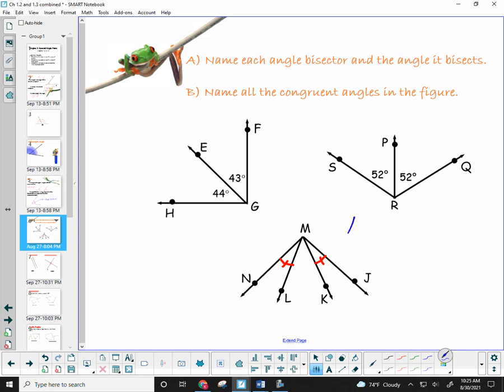Yes, so we can say that angle SRP is congruent to angle QRP. Remember, you can reverse those. It could be PRS and it could be PRQ. So those two angles are congruent. We wouldn't name it angle R is congruent to angle R, because we have too many angles happening at R, right? So do we have an angle bisector? Yes, RP is the angle bisector.